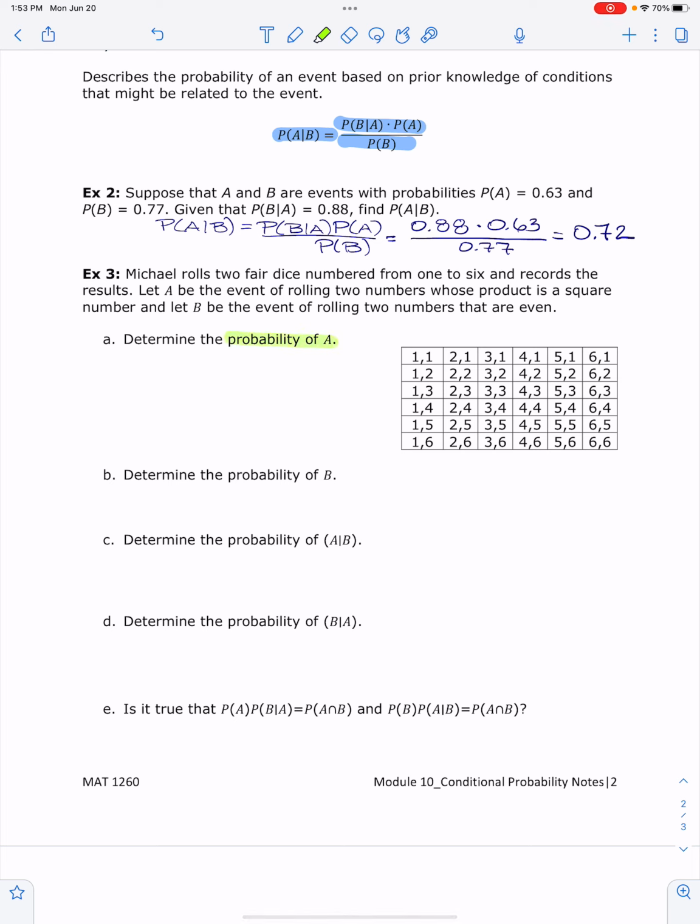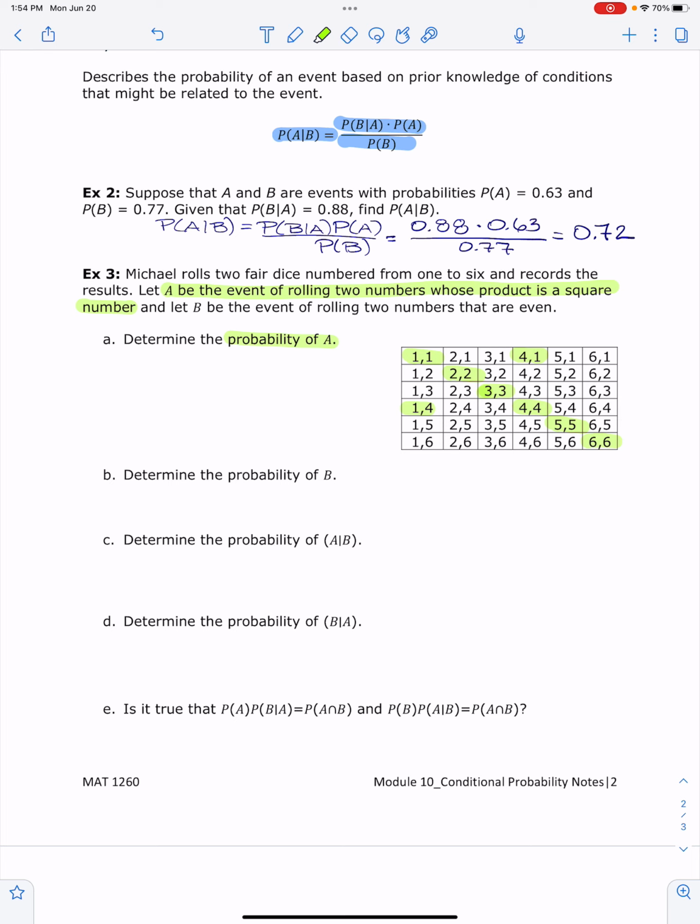So the probability of A: A is the event of rolling 2 numbers whose product is a square number. So 1 times 1 gives us 1, 2 times 2 gives us 4, 3 times 3 is 9. We have 16, 25, and 36. Those are our square numbers. There was no way to multiply 2 of these to get 1, so I don't have to worry about that. The second one, though, 2 times 2 is 4, so I can also get that by multiplying 1 times 4 or 4 times 1. That's the only other way to multiply and get 4.